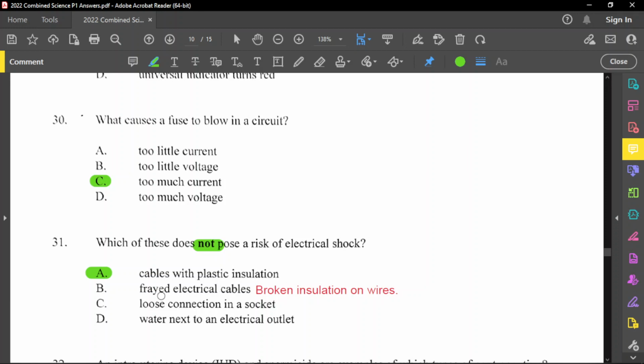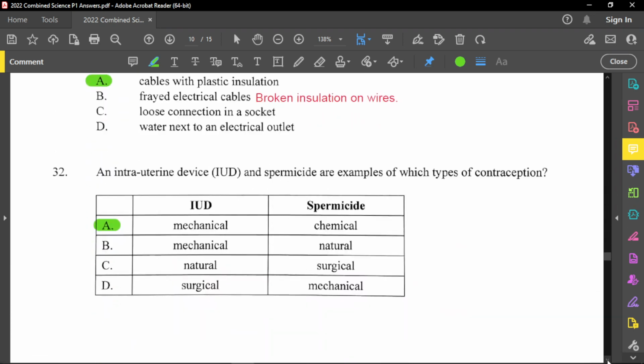If you have a frayed electrical cable, which means a broken cable, like some of you with phones who eventually start to see the wire exposed because of the twisting and turning of the wires, we say that the wire has become frayed. If it's frayed, it can give you a shock. A loose connection definitely could give you a shock. Water next to an electrical outlet can shock you. That's dangerous, so you need to keep water away from electrical outlets, or, as a matter of fact, electrical devices in general.